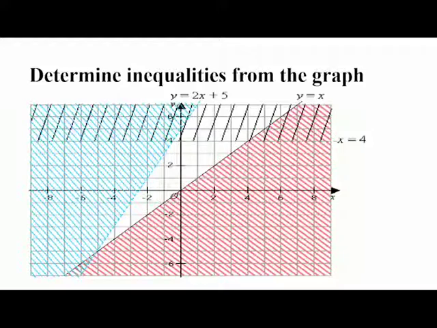3, 2, 1, 0, and so on. These numbers, we can say they are less than 4. We are using this one because this line is a dotted line. If it was a solid line, then we have to use that. I hope I'm clear on that.